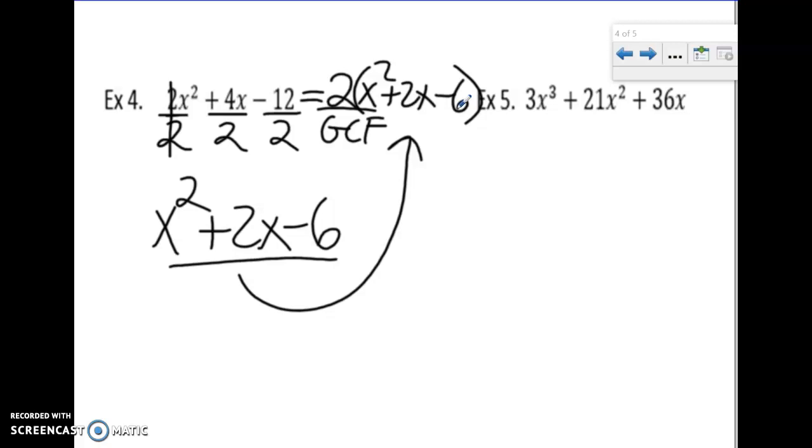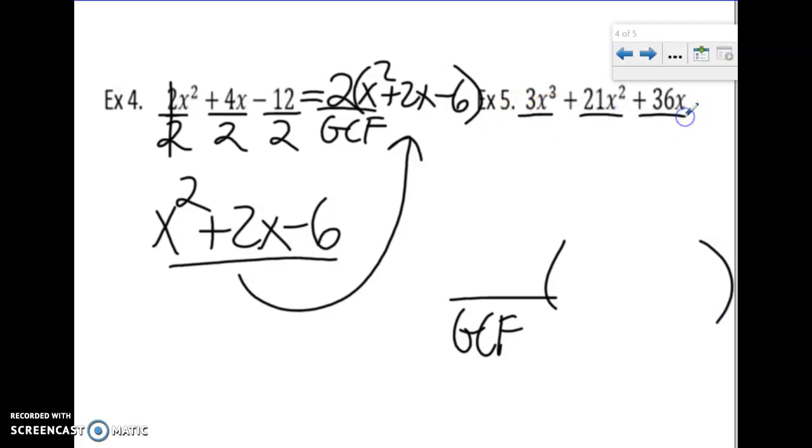Last and final one. I don't see any questions. Again, please, if you have questions, stop me. Use your microphone. Don't let me keep going here if something doesn't make sense. We need to rewrite this with a greatest common factor out in front inside of parentheses. Now, what is that GCF?